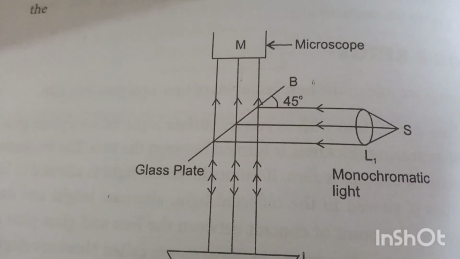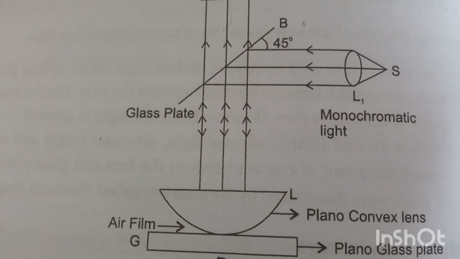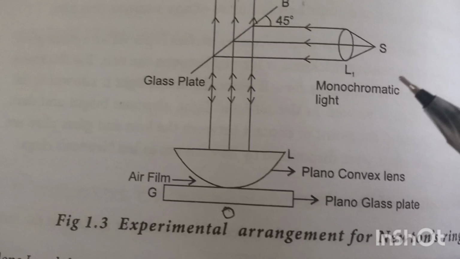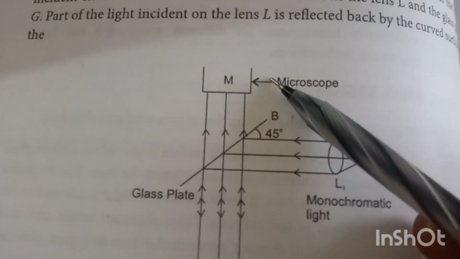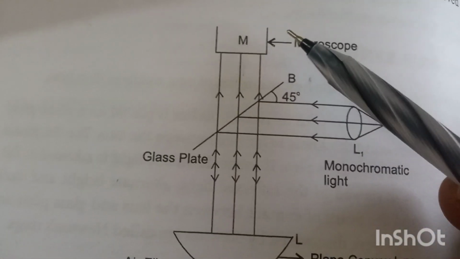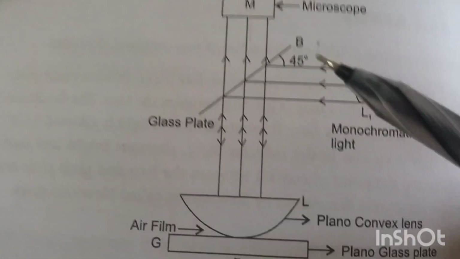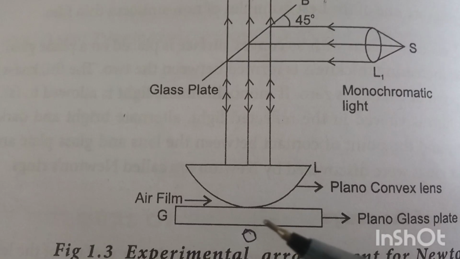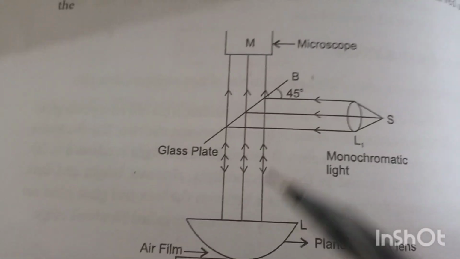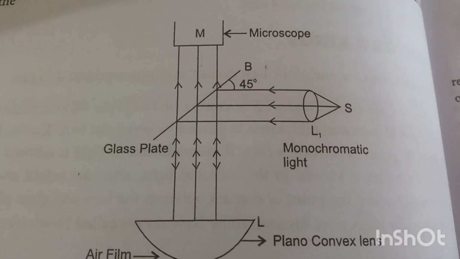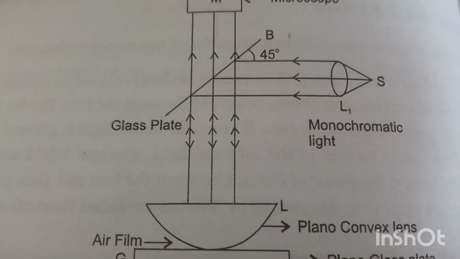So here we get alternate bright and dark concentric circular rings, which we can observe through a traveling microscope. These circular rings are known as Newton's rings. These Newton's rings exist at the point of contact. So this is the complete experimental arrangement of the Newton's rings.